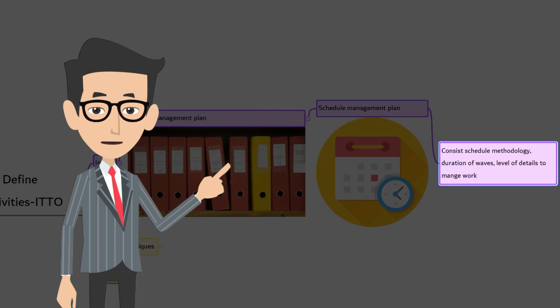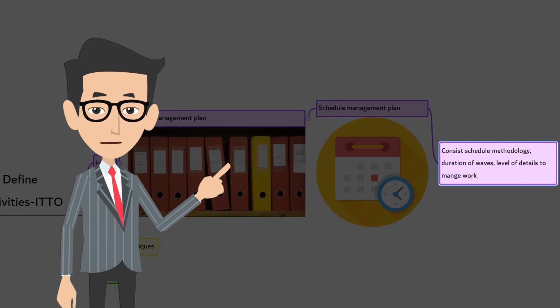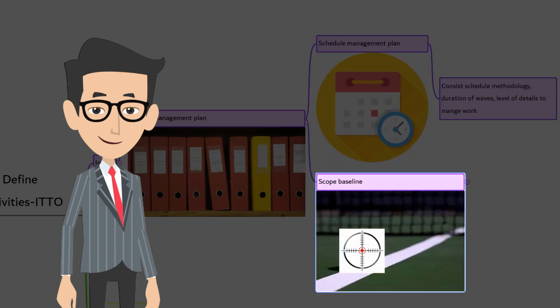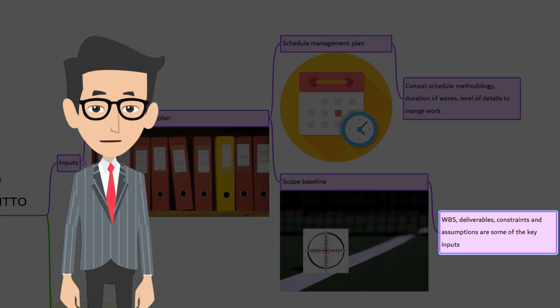To define the activities, you need the schedule methodology, the duration of waves for rolling wave planning, and the level of detail necessary to manage the work. The schedule management plan will have all this information. The second one is the scope baseline. While defining the activities, components of the scope baseline such as the project WBS, deliverables, constraints, and assumptions are some of the key inputs.